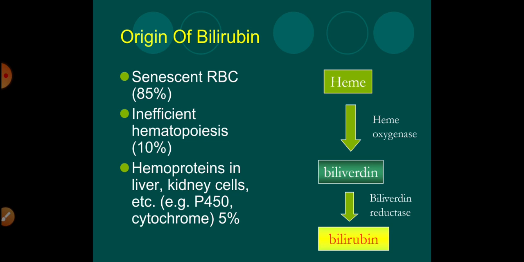About 5% of the heme is derived from heme proteins. These are heme-containing cellular enzymes like cytochrome P450. The heme so formed will be metabolized. The iron will be separated and will add up to the body iron stores, and the protoporphyrin so formed will be metabolized by heme oxygenase to form biliverdin. The biliverdin will be converted to bilirubin by the biliverdin reductase enzyme.